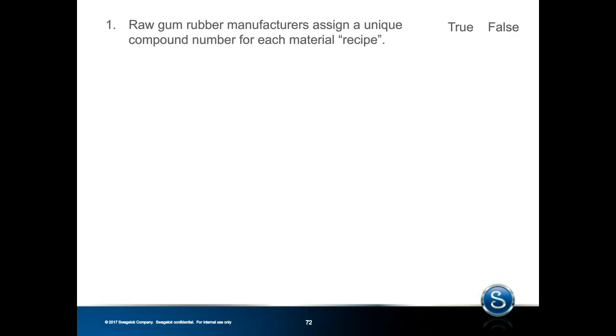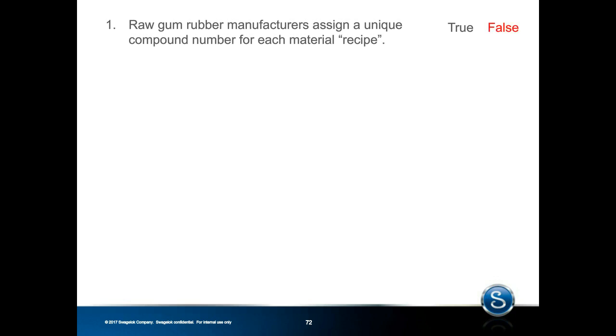Okay, so real quickly, let's test ourselves to see if the hour and a half that we've spent together this morning has been fruitful. And let's see what we learned. So I have some simple questions, and let's see how well we can do with them. Raw gum rubber manufacturers assign a unique compound number for each material recipe. Based on what we learned this morning, would you think that that would be true or false?